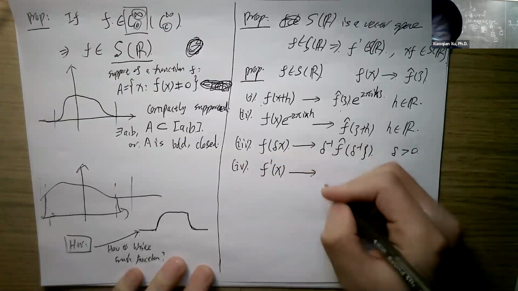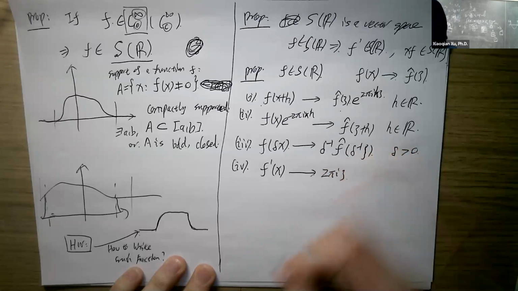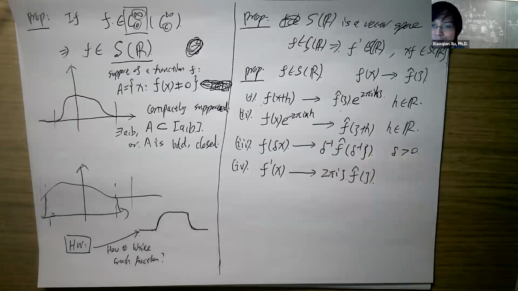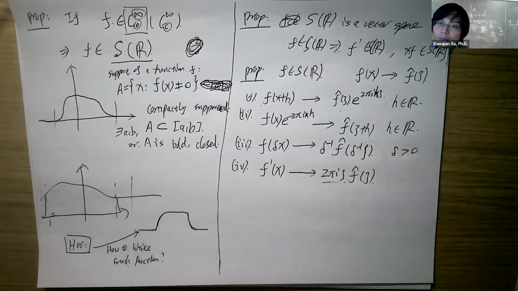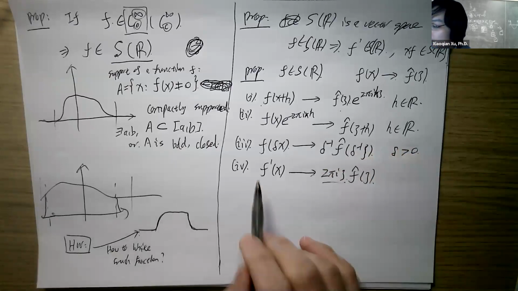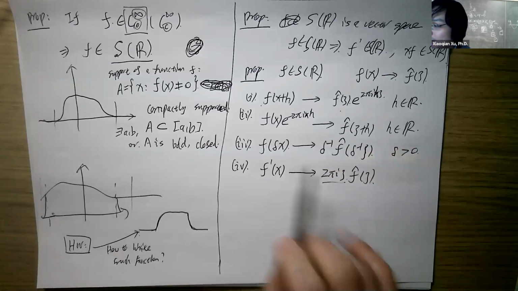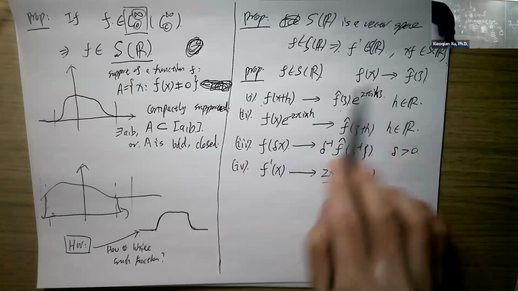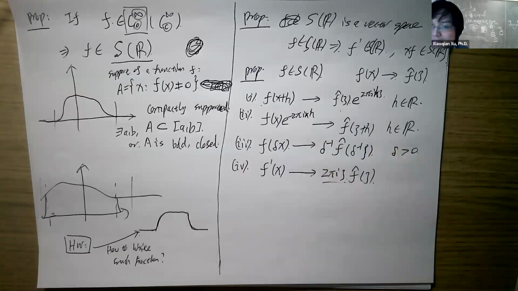transform would be 2 pi i c times f hat of c. Okay, so it's a multiplication by c instead of the derivative. So it can transfer the derivative to a multiplication. Here it can translate this kind of dilation to this multiplication of exponential stuff. But here, if you take the derivative, it's still a multiplication.